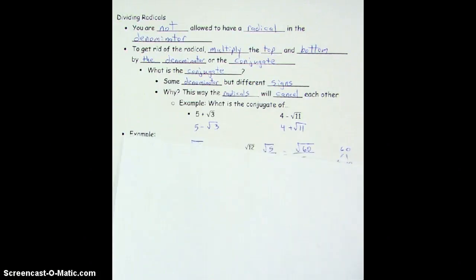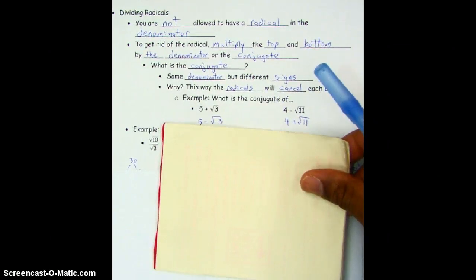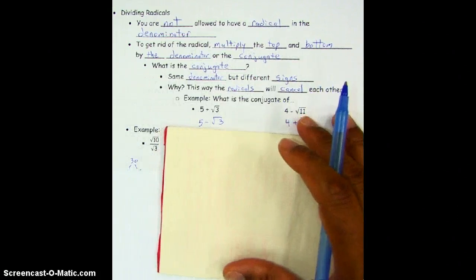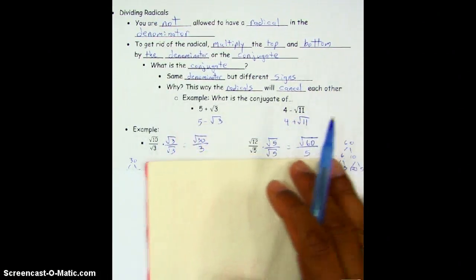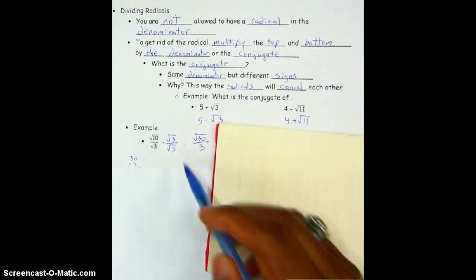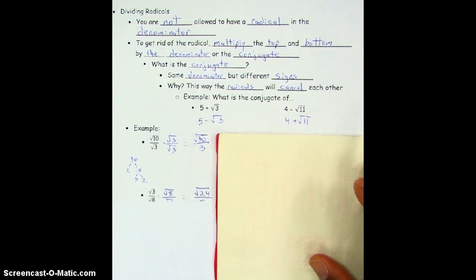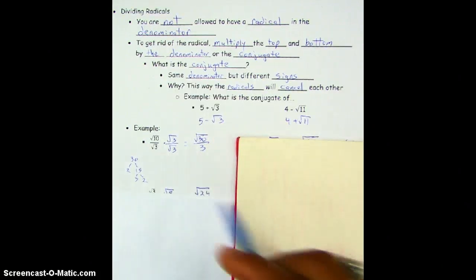So we got these examples here. All right, so we have the square root of 10 divided by the square root of 3. What we're going to do is multiply by the denominator, which is the square root of 3. And we get the square root of 30 over 3. We're going to factor tree 30.